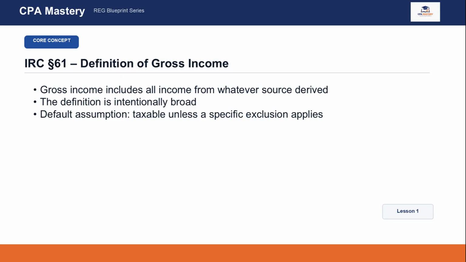For the CPA exam, this means your starting assumption should usually be that an item is taxable. Do not begin by asking whether something feels fair or unfair. Instead, begin by asking whether the taxpayer received something of value. If the answer is yes, then the next question is whether the tax code specifically excludes that item from income.